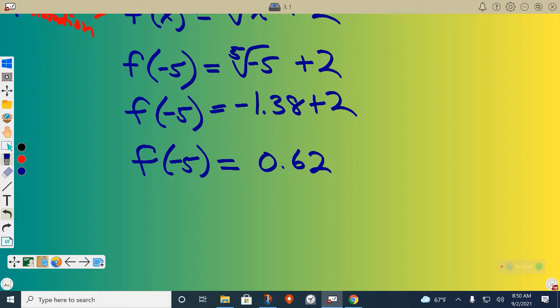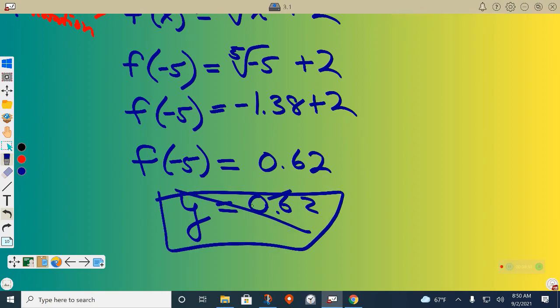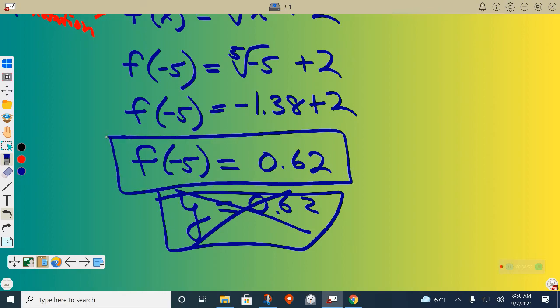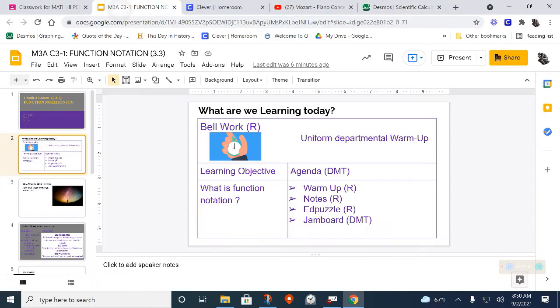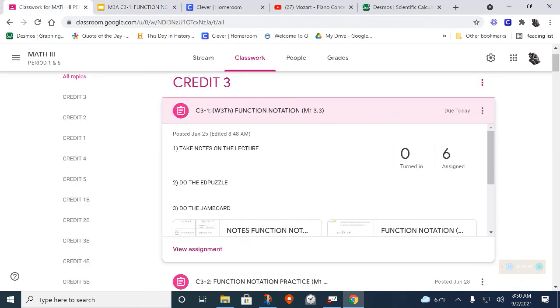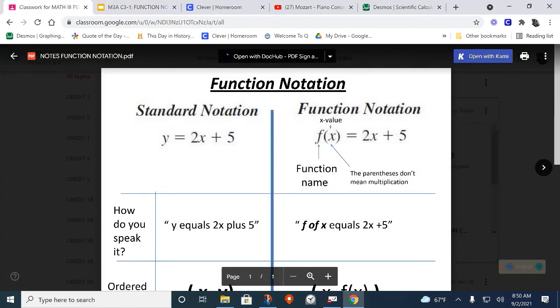Back in the Math 1 days and Math 2 days and junior high days, your final answer would have been like this: y equals 0.62. These are the old days. But you guys are now in higher level math. The function at -5 is 0.62. In other words, we're making the transition now from this to this. Again, this is your note guide that I left.